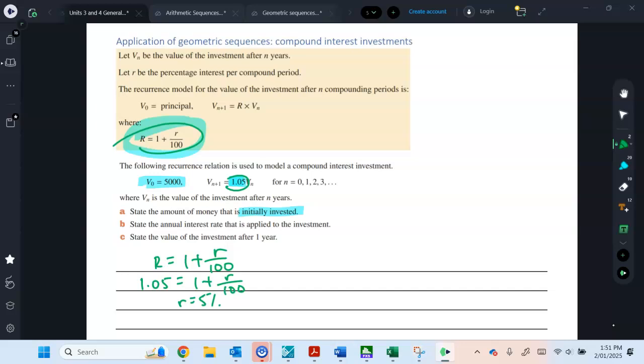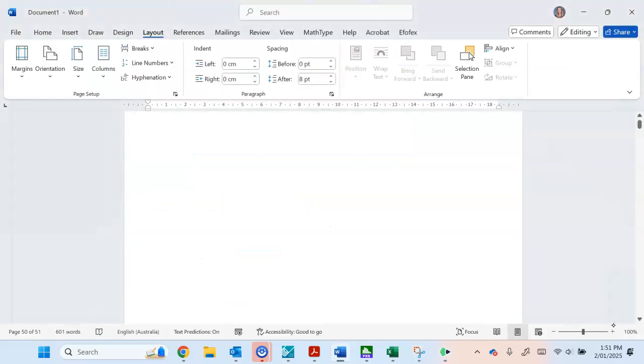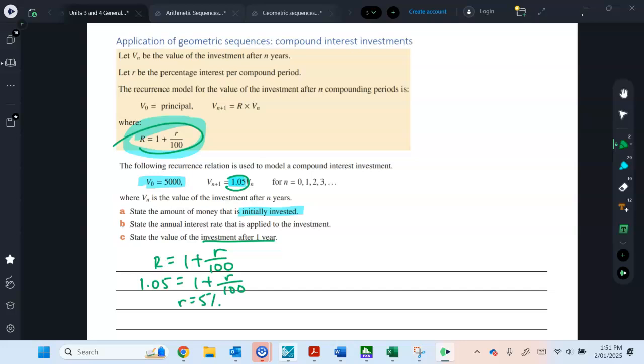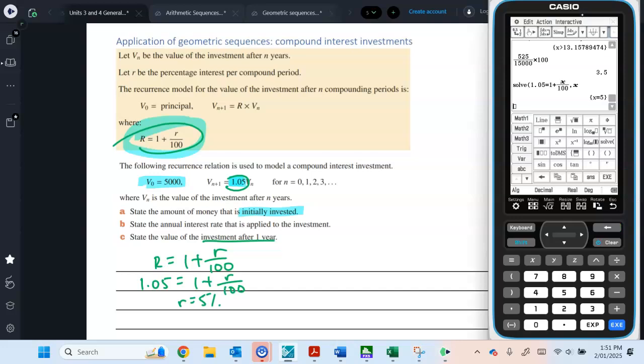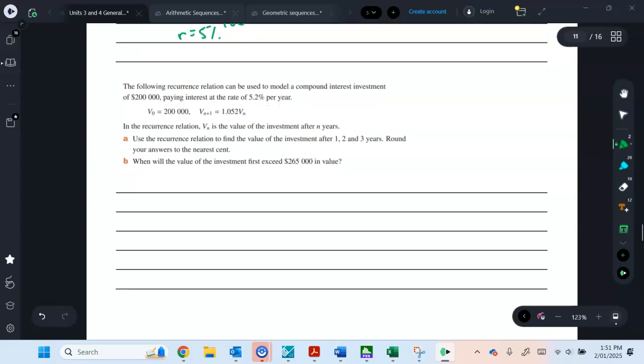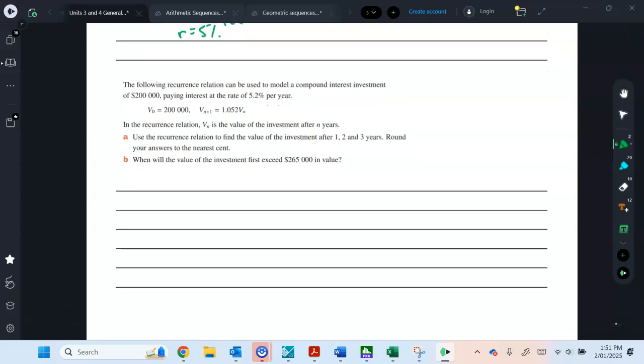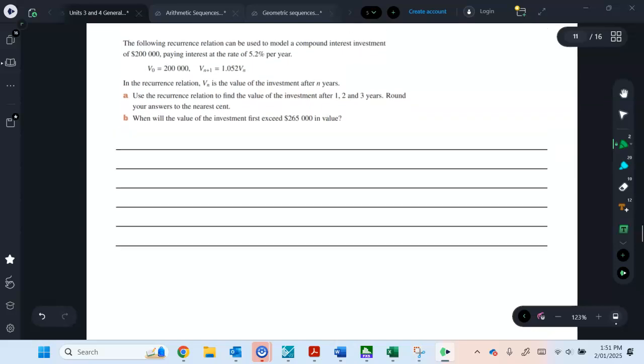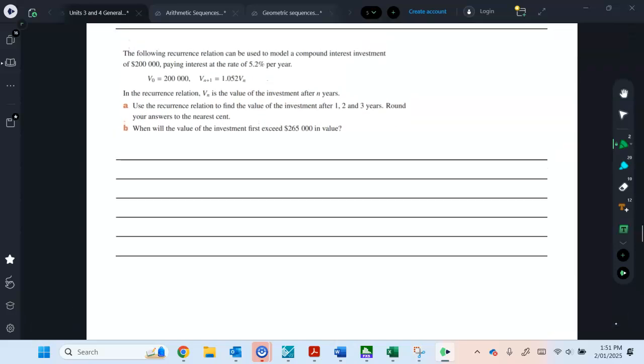State the value of the investment after 1 year. This is the calculator. We are basically doing 5,000 times 1.05, so 5,250. I'm just seeing if this is any different. No, it's pretty much the same thing here.